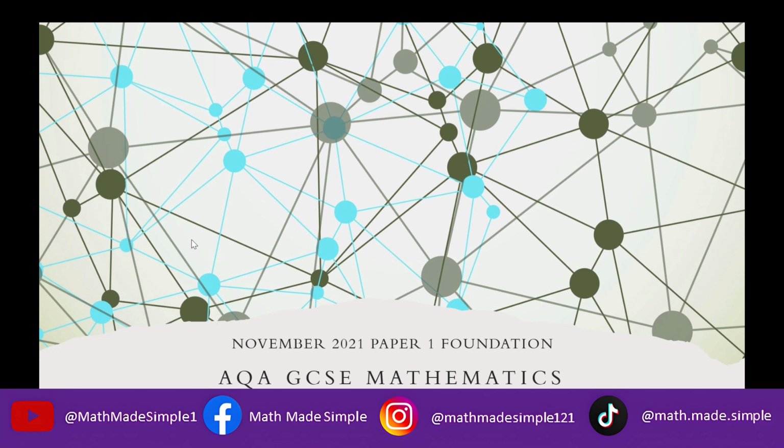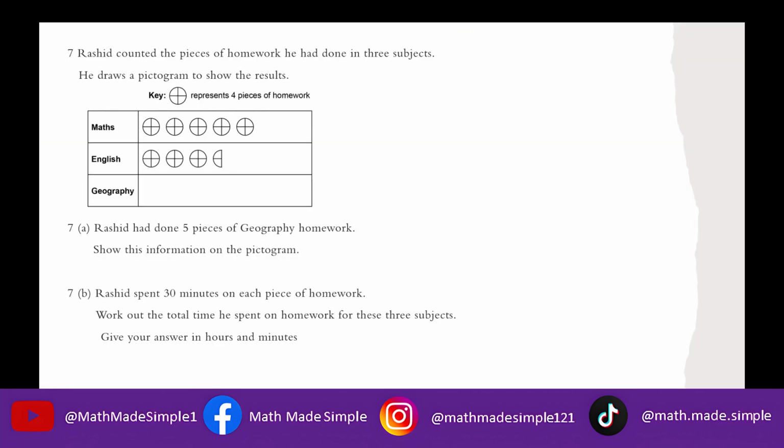I'm going through the AQA GCSE Mathematics Paper 1 Foundation for November 2021. So today I'm going through question 7. Question 7 is: Rashid counts the pieces of homework he has to do in 3 subjects. He draws a pictogram to show the results.